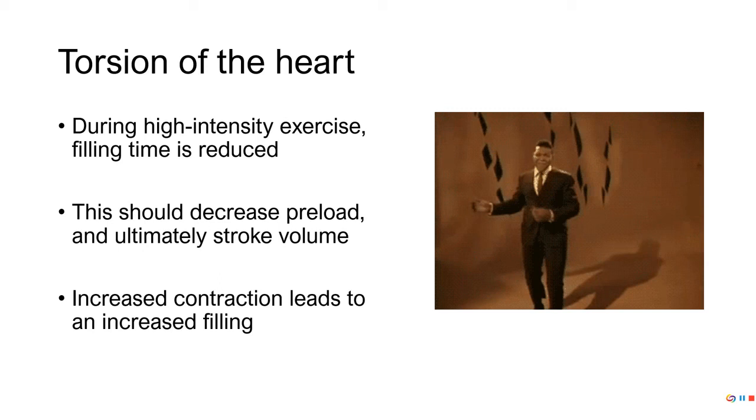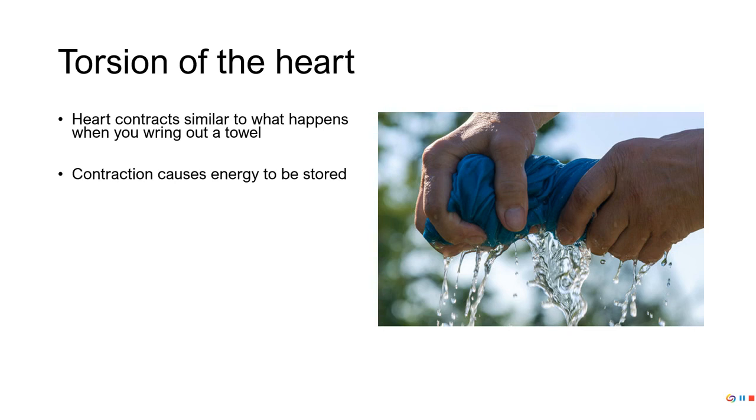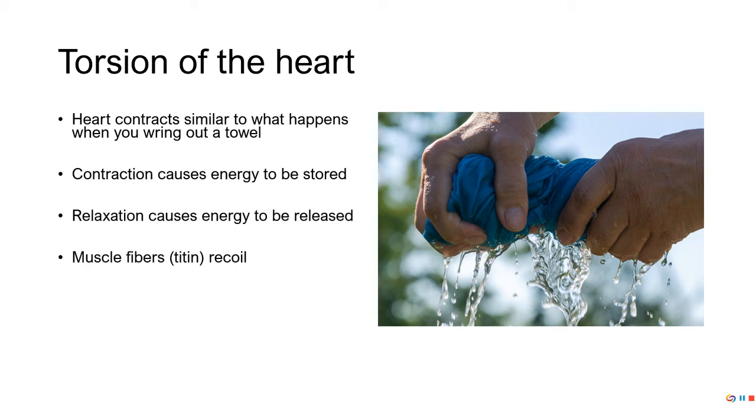And this is happening due to torsion of the heart. Okay, the way that the heart actually contracts is similar to what goes on when you wring out a towel. Okay, there's this twisting motion. And this twisting motion does a couple things. One, when it's contracting and relaxing, energy is stored. Okay, so relaxation causes this energy to be released. And really what happens is you get recoil from the muscle fibers.